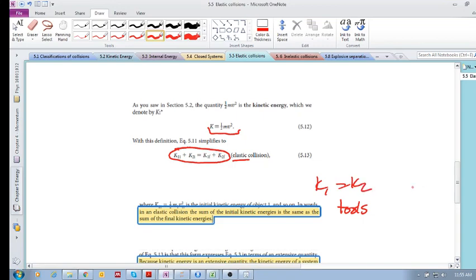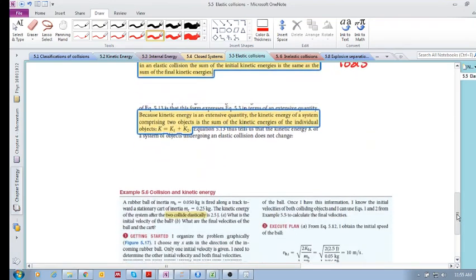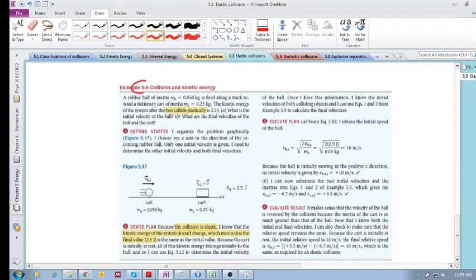That's another one of our tools. K1 equals K2. Okay, we've got quite a few tools now. So let's do an example. Example 5.6. Again, I'm not going to go into the details, but we have a rubber ball with a certain inertia. We don't know its initial velocity. And we've got a cart, we do know its initial velocity, and we know its inertia. Now it says, the kinetic energy of the system after the two collide elastically is 2.5 joules. The final kinetic energy of the entire system is 2.5 joules. What is the initial velocity of the ball? That's question A.